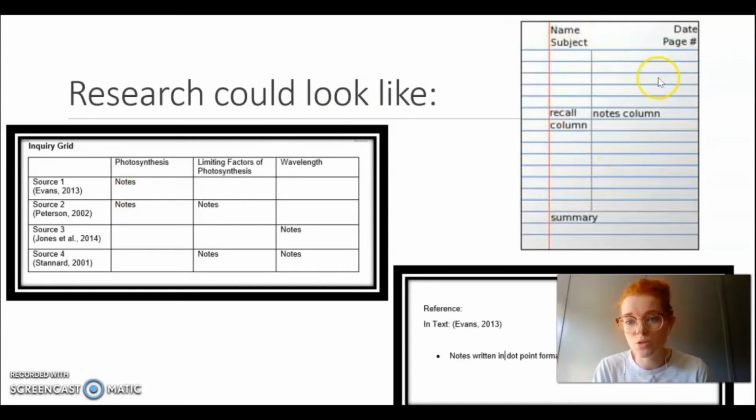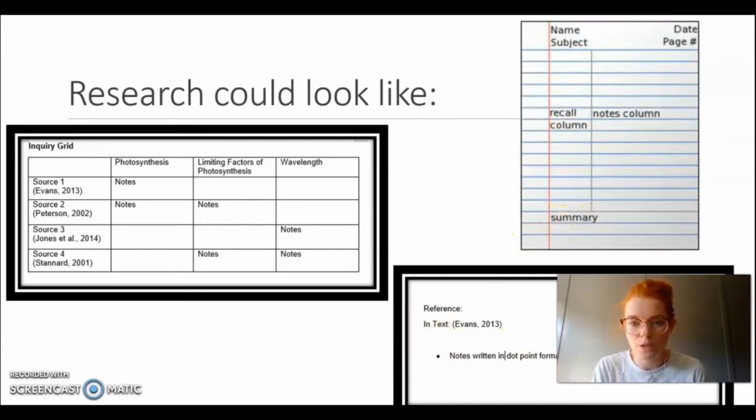This one over here is called Cornell note taking. So you have notes that you take from the web page. The recall column could be things like keywords, definitions, things like that. And then down the bottom, you've got the summary of everything that the notes column has said. So in summary, a couple of lines, this is what all of it is saying.